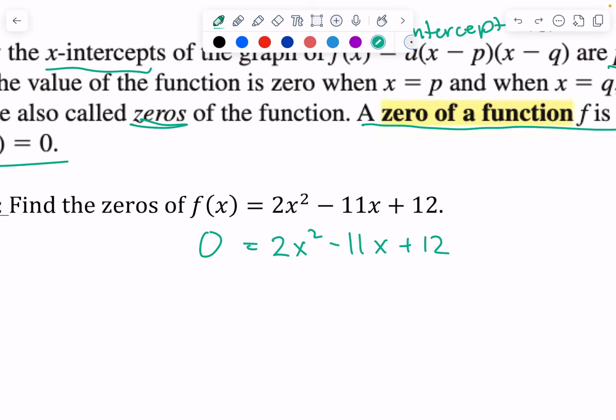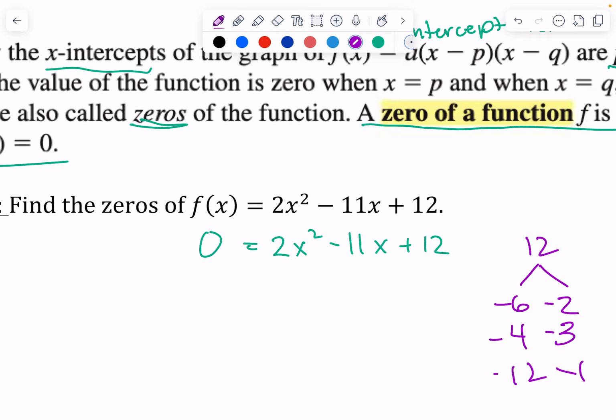Now, it's not as simple in this particular case as asking what two numbers multiply to 12 and add to negative 11, because this particular problem has a coefficient for x squared of 2. So if I tried to think of numbers that multiply to 12 and add to negative 11, there are none. 6 and 2, 4 and 3, 12 and 1, nope. Nothing works, even if I make them all negative, okay?